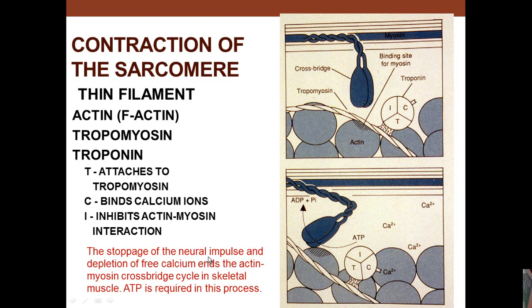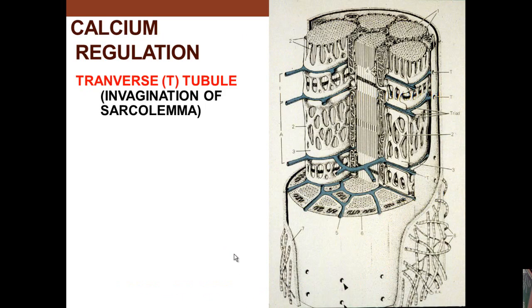Now, whenever you stop the neurological impulse and the free calcium is depleted, then that actin-myosin cross-linked cycle is stopped. That also requires ATP associated with the stopping and the recocking of the head. So calcium regulation is important in the sarcomere to be able to contract, as well as in the myofibrils inside the cell.